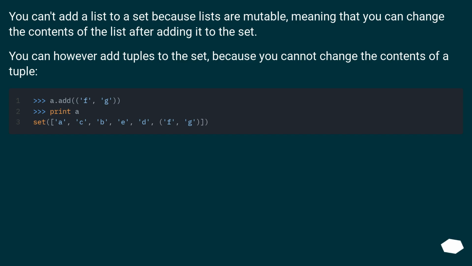You can't add a list to a set because lists are mutable, meaning that you can change the contents of the list after adding it to the set. You can however add tuples to the set, because you cannot change the contents of a tuple.